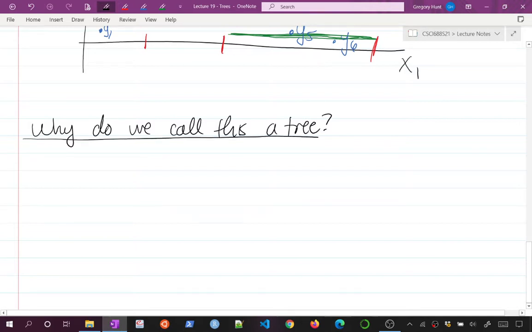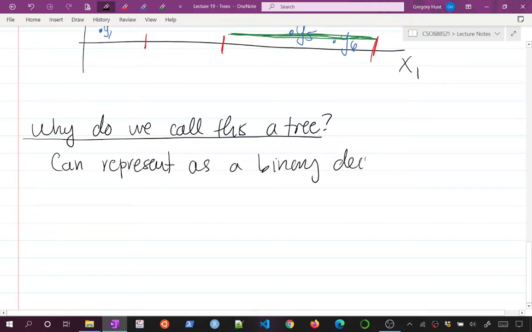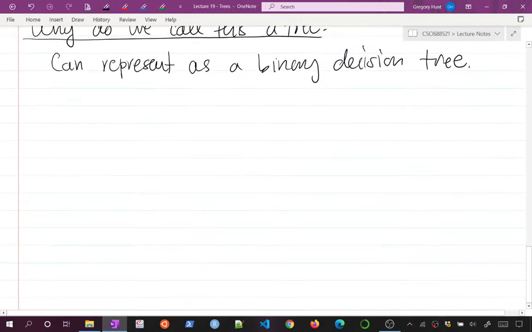And the reason we call it a tree is you can represent it as what's called a binary decision tree. So let's look at an example.